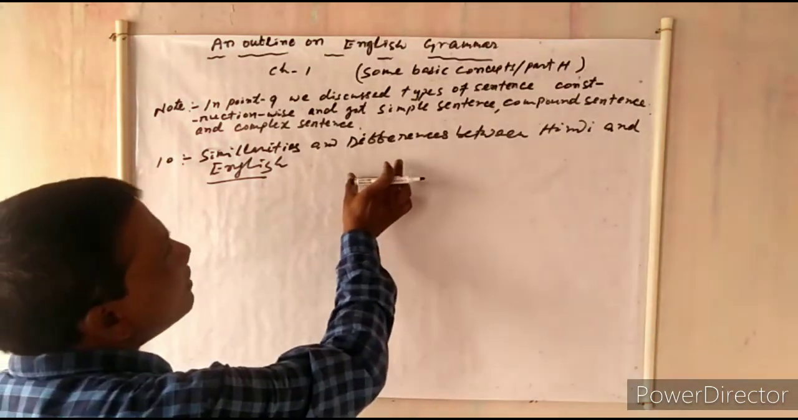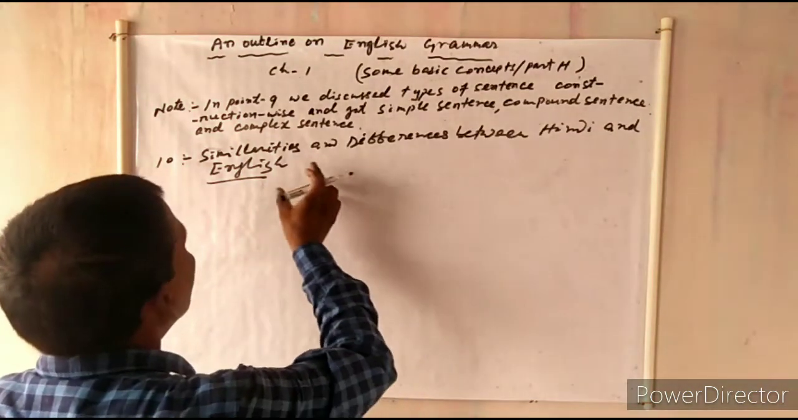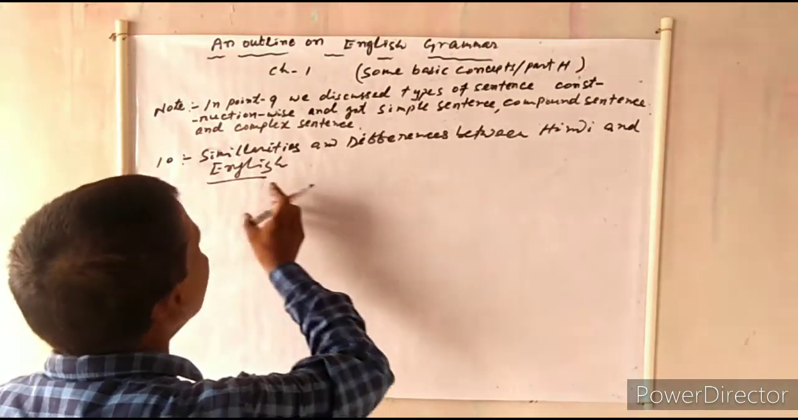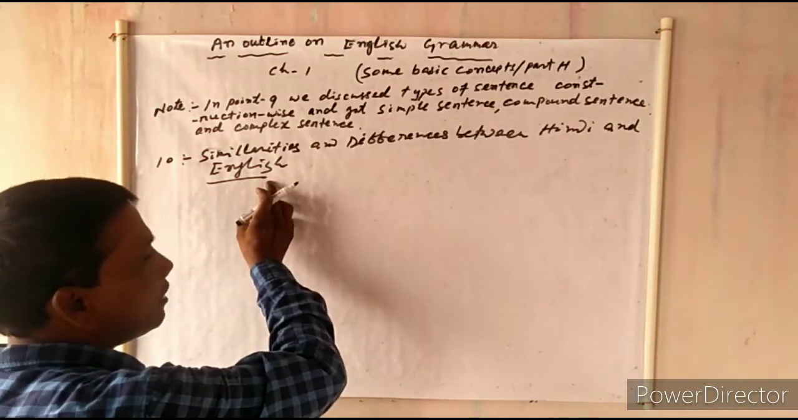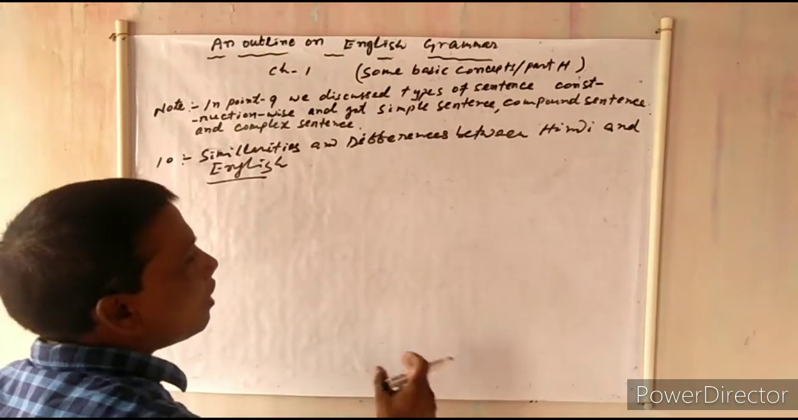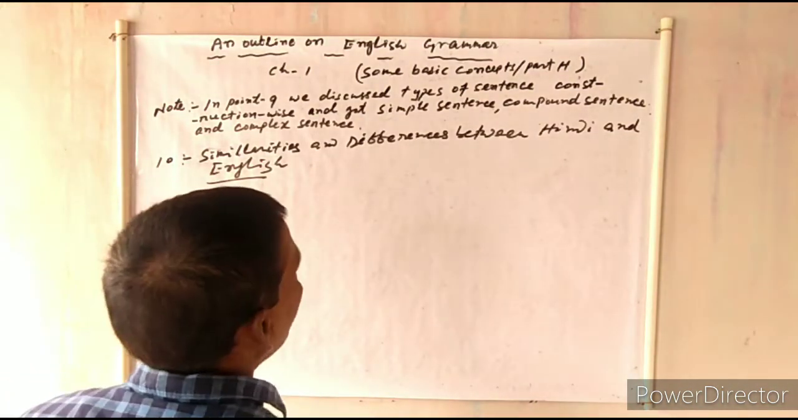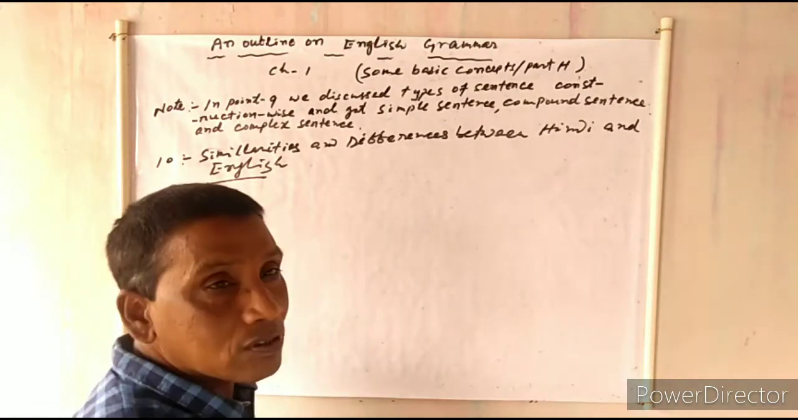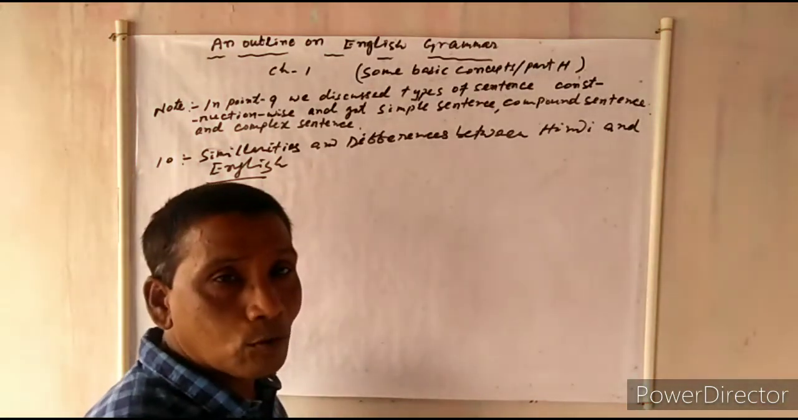That is, similarities and differences between Hindi and English. समानता और असमानता किसके बीच में? हिंदी और इंग्लिश के बीच में. क्योंकि हम डायरेक्टली इंग्लिश को नहीं सीख सकते, we cannot learn English directly. So we have to consider how at the time of building an English sentence we are going to arrange the words. What are the logic behind the arrangement?